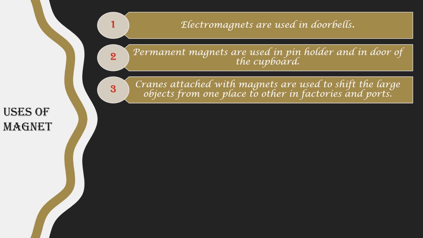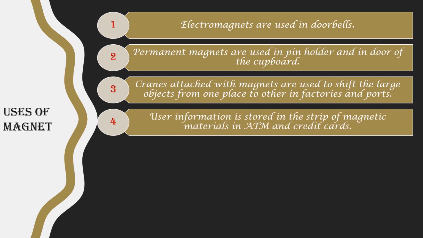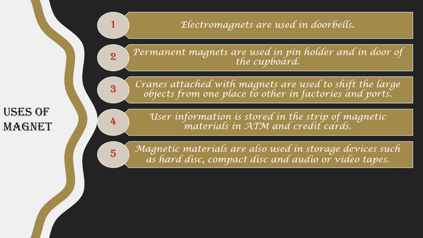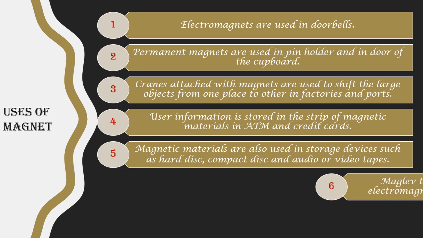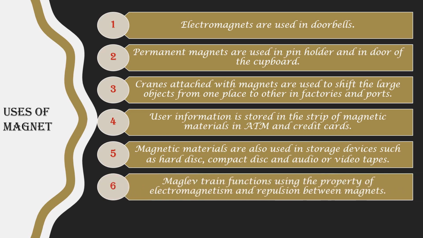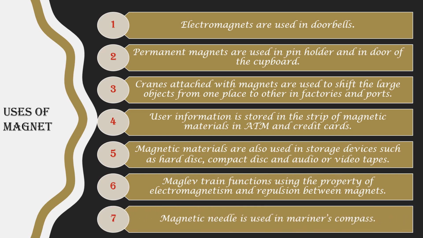User information is stored in the strip of magnetic materials in ATM and credit cards. Magnetic materials are also used in storage devices such as hard disk, compact disc, and audio or video tapes. Then the maglev train functions using the property of electromagnetism and repulsion between magnets, and a magnetic needle is used in a mariner's compass.